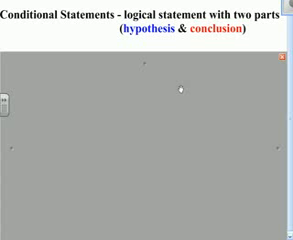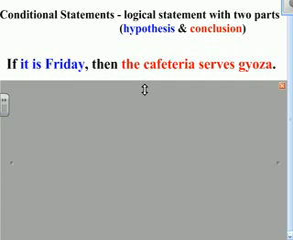This video is an introduction to conditional statements. At the end of the video, we'll also cover the converse, the inverse, and the contrapositive. The conditional statement is a logical statement that has two parts, and the hypothesis is the part that comes with the if, and the conclusion is the then. So a conditional is saying if the hypothesis comes true, then the conclusion will naturally follow.